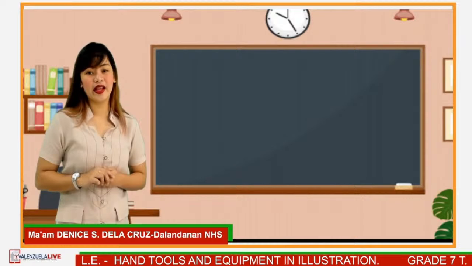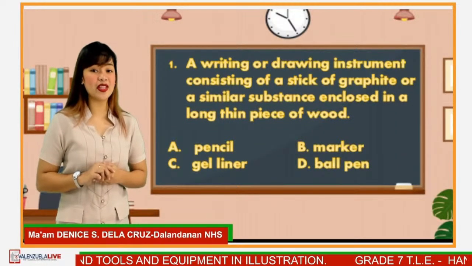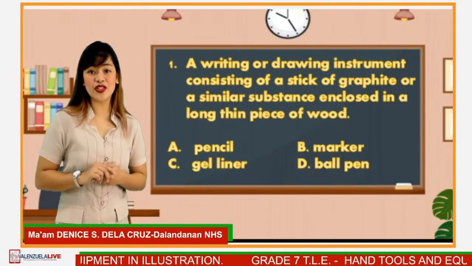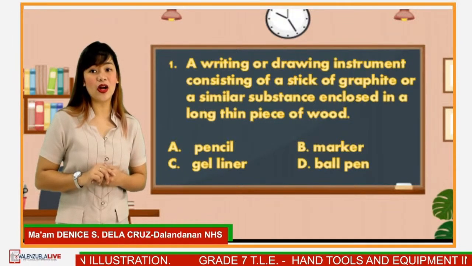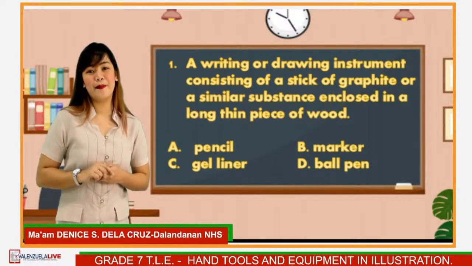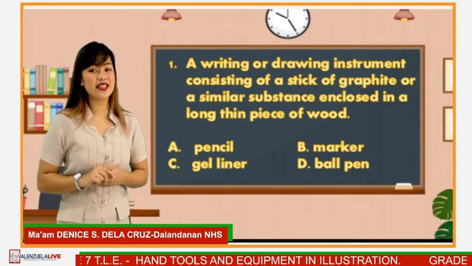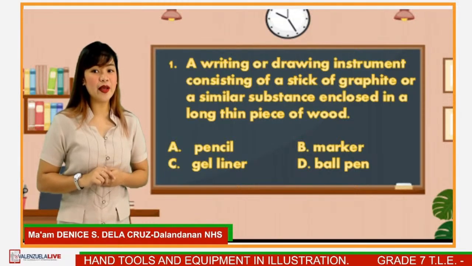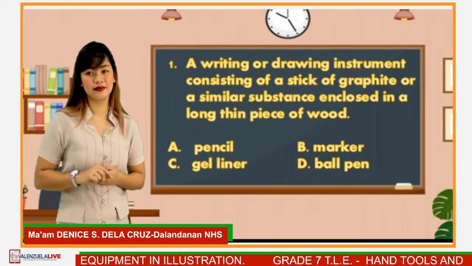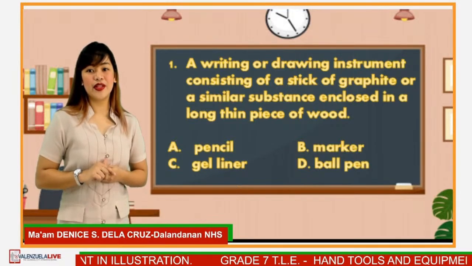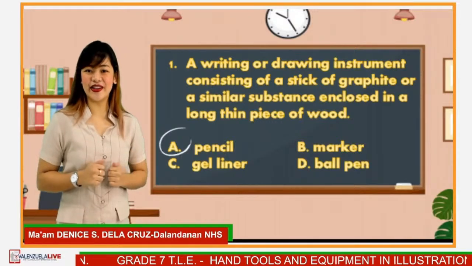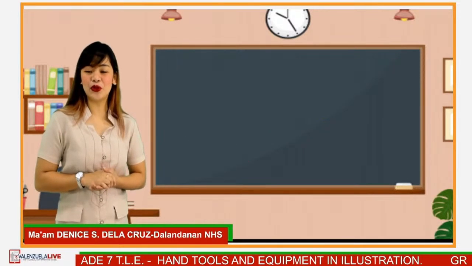Number 1. It is a writing or drawing instrument consisting of a stick of graphite or a similar substance enclosed in a long thin piece of wood. Is it A. Pencil, B. Marker, C. Gel liner, or D. Ball pen? The correct answer is letter A. Very good, learners!